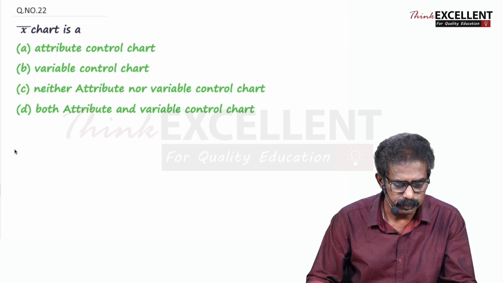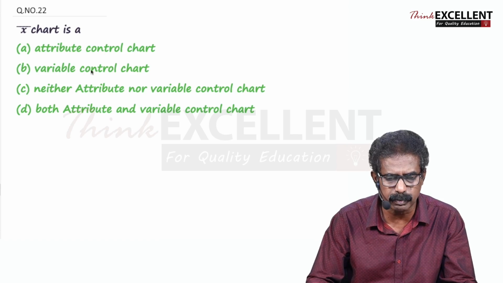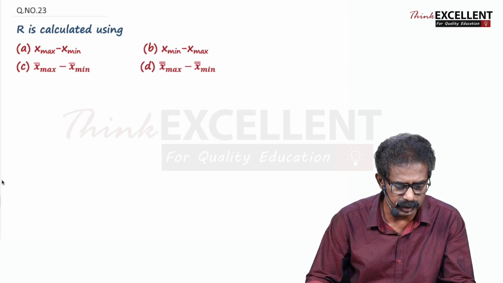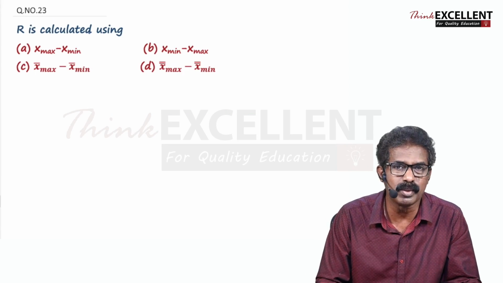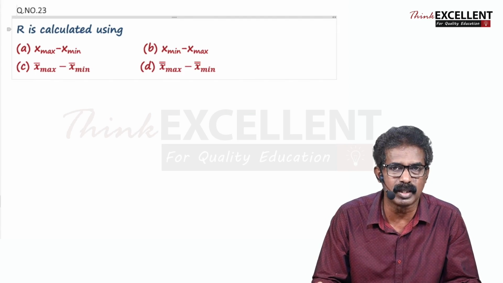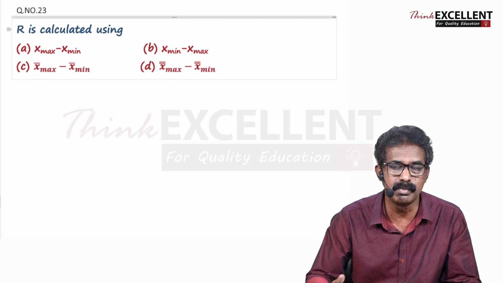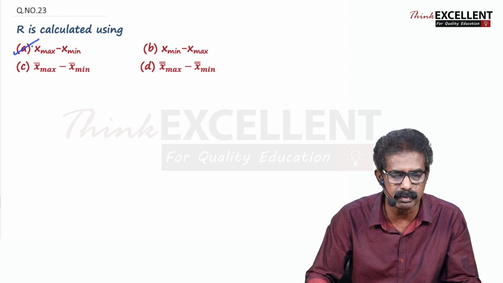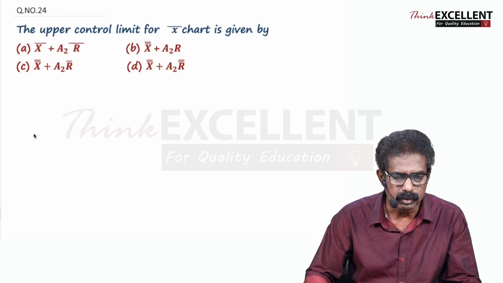Question number 22. Is the X bar chart an attribute control chart or a variable control chart? It's a variable control chart. Now question number 23. R is calculated using, what is R? R is the range. You would have already studied it in the lower class. Range is largest minus smallest, so maximum minus minimum, X max minus X min.